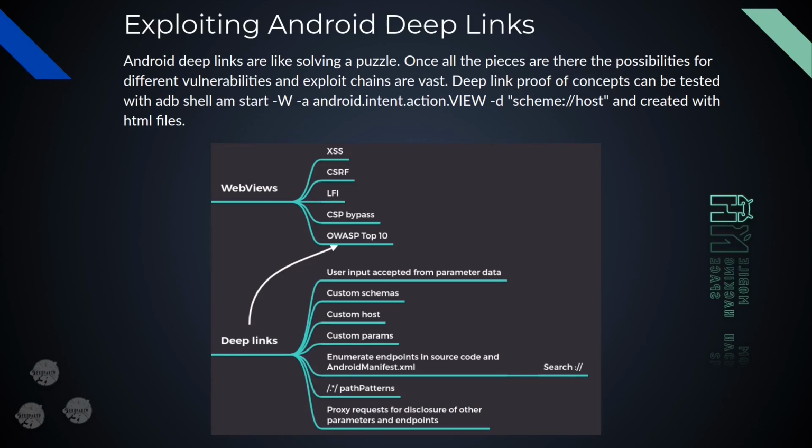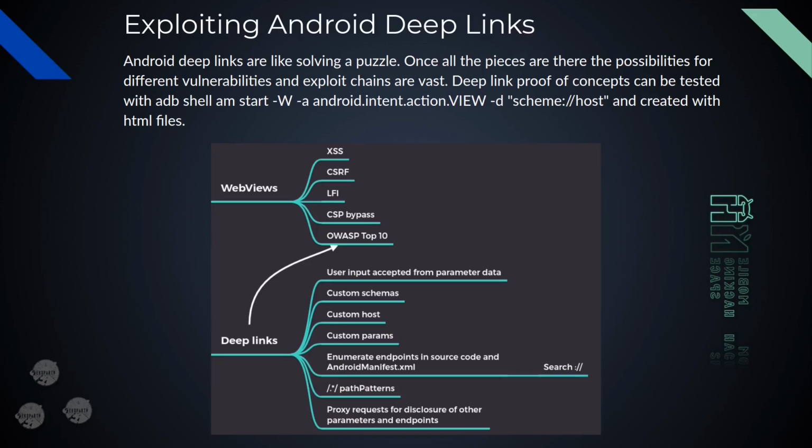Exploiting Android deep links. Android deep links are like solving a really fun puzzle, and once you have all the pieces in place, the possibilities are pretty much endless. So, this XMind map shows some of the vulnerabilities you can find, and it also highlights the different attributes for deep links that you would want to look for.